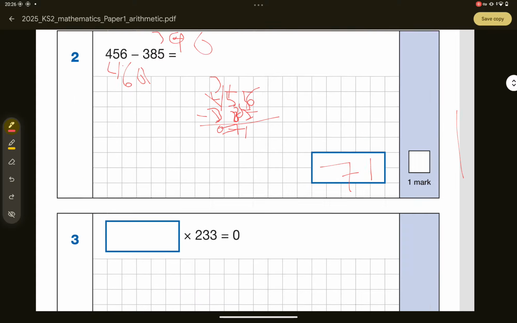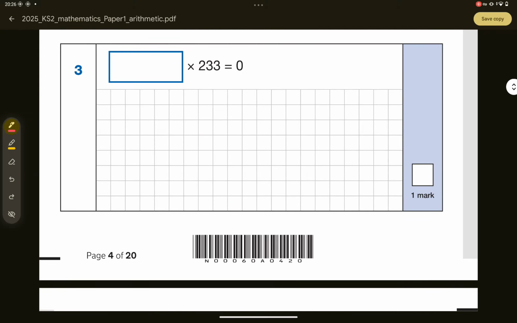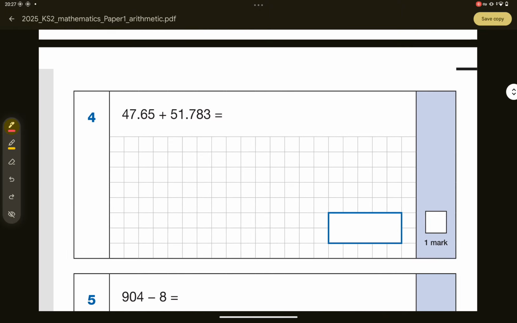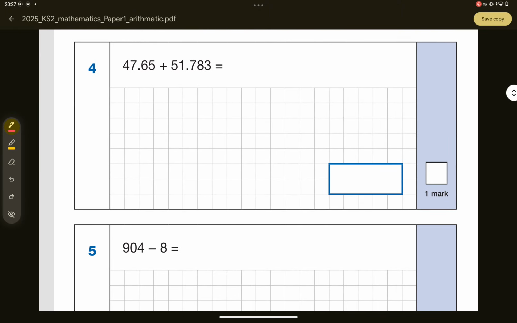So next question. Blank times 233 equals 0. Anything that has an answer of 0, and we already get given the bigger number, the missing number is 0. You should all get a mark on that one. Question 4.